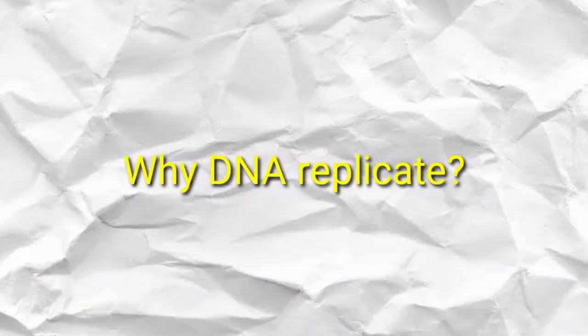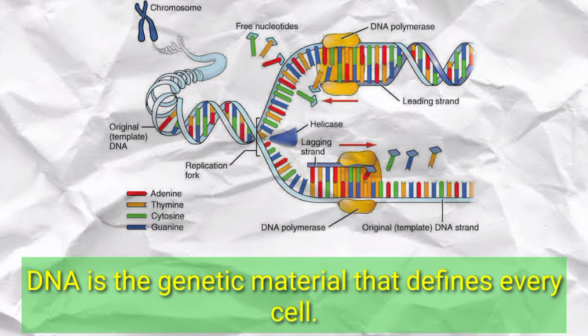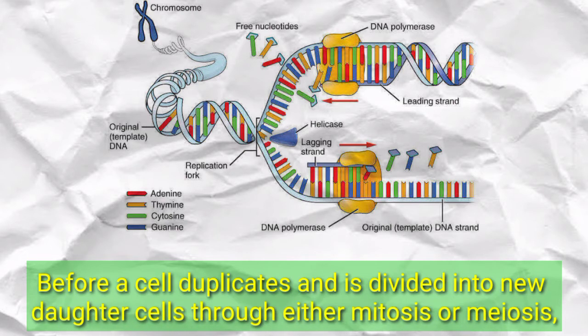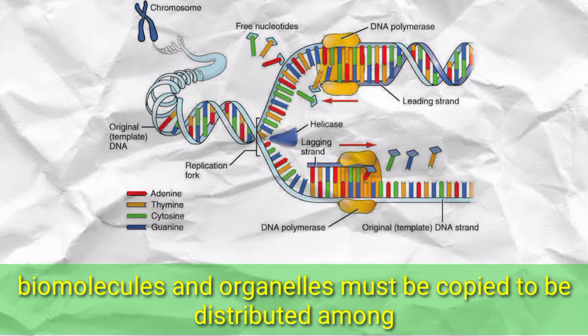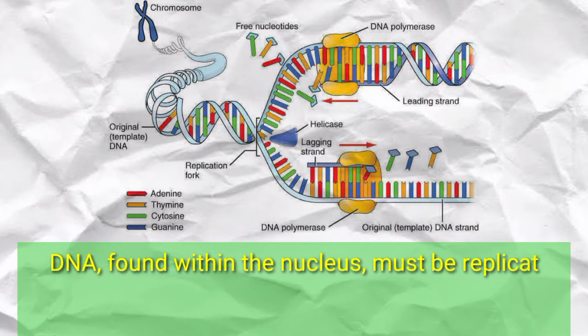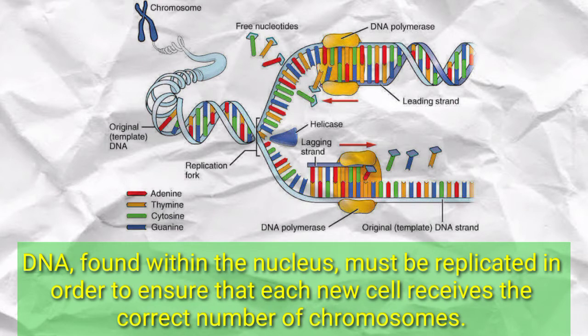Why does DNA replicate? DNA is the genetic material that defines every cell. Before a cell duplicates and is divided into new daughter cells through either mitosis or meiosis, biomolecules and organelles must be copied to be distributed among the cells. DNA found in the nucleus must be replicated in order to ensure that each new cell receives the correct number of chromosomes.